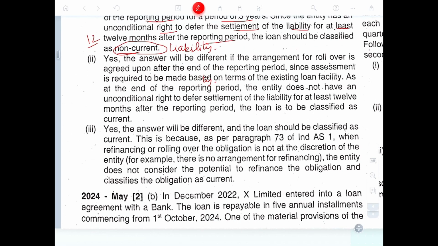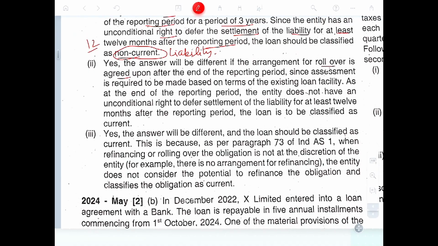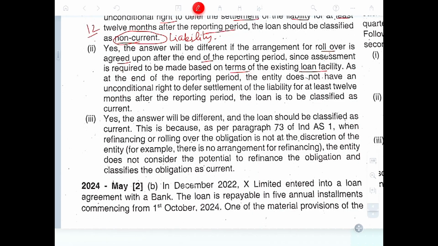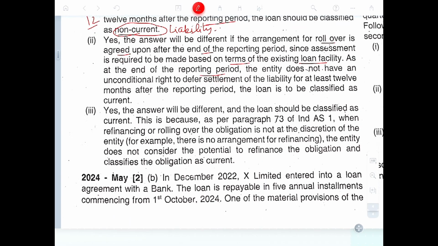Yes, the answer will be different if the rollover arrangement is agreed upon after the end of the reporting period. Since the assessment is required to be made based on the terms of the existing loan facility as at the end of the reporting period, the entity does not have any unconditional right to defer the settlement of the liability for 12 months after the reporting period, so it will be considered a current liability.